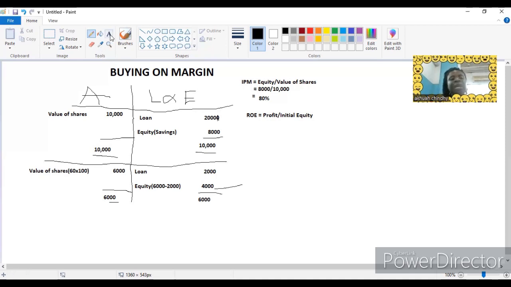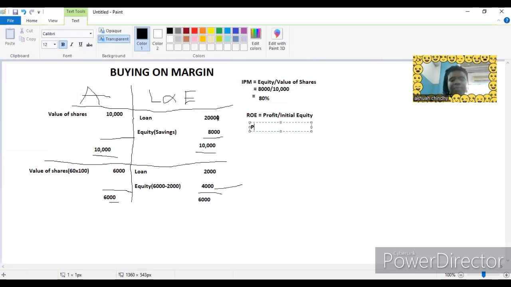So how do we find our profit? Profit is selling price minus cost price. Our profit is the selling price. How much did you sell the stocks for, in case you want to sell? By normal you bought, so now you are selling. How much did you sell based on the price in the market? The number of shares is 100. What is the current price in the market? It was 60. That's your selling price minus your cost price.